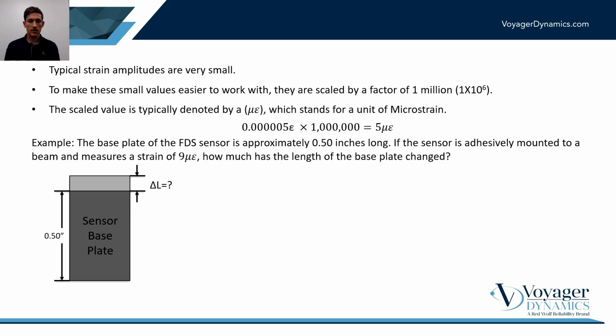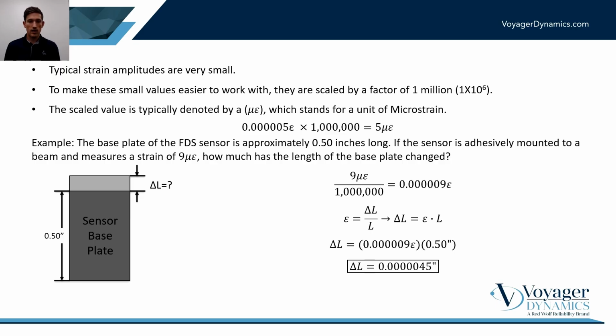Now, if we take that 9 microstrain and we first divide it by a million, we'll get to the actual strain value, which would be 9 millionths of a strain. And then if we multiply that 9 millionths of a strain by the original length of half an inch, we'll get to the change in length of that base plate being 4.5 millionths of an inch. So I wanted to give this example to show just how small the dimensional changes we're talking about are for us to measure strain.